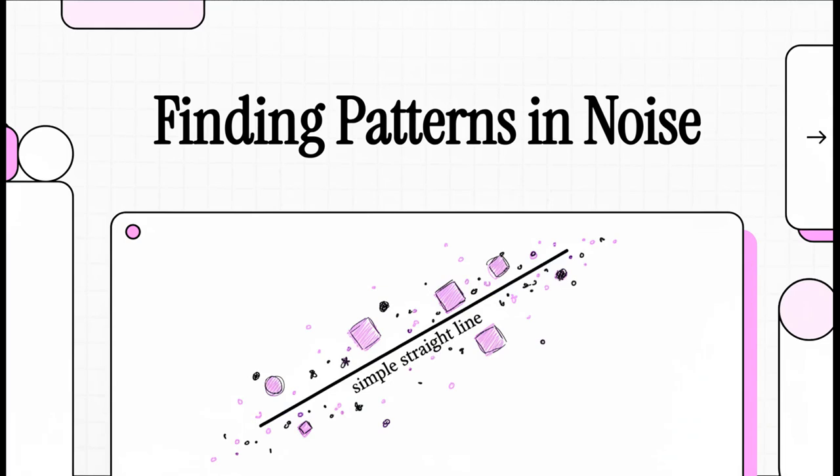The world is just swimming in data. It can feel like a lot of random noise. But what if I told you that hidden inside all that chaos, you could find a simple, straight line that explains how two completely different things are connected? Well, that's the magic of linear modeling, and we're about to see exactly how it's done.